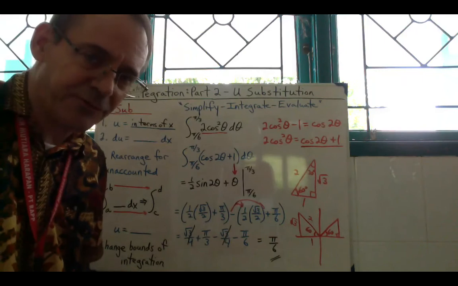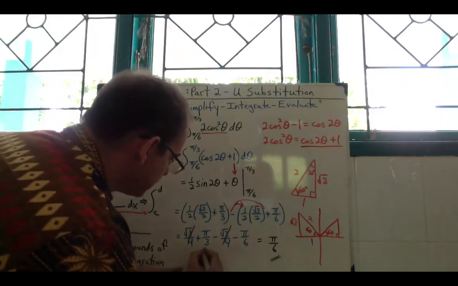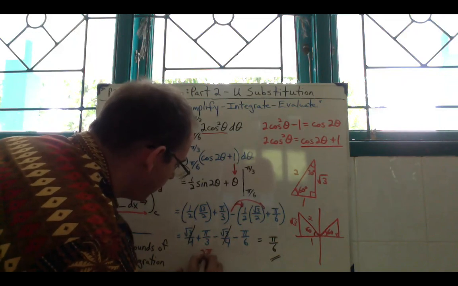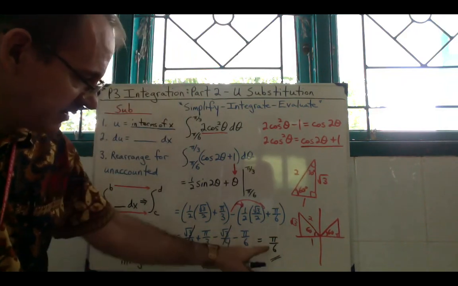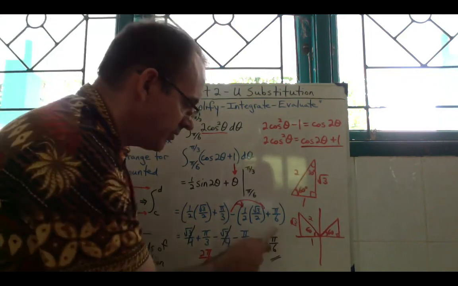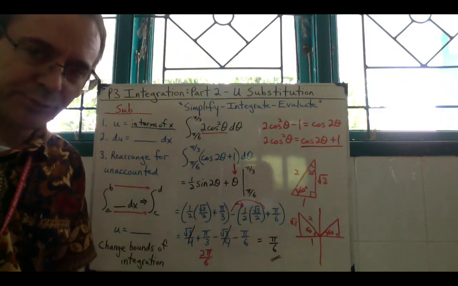The root 3 over 4's cancel. So pi thirds is the same thing as 2 pi over 6, minus 1 pi over 6 is just pi over 6. So pi over 6 is our answer to that integral problem.